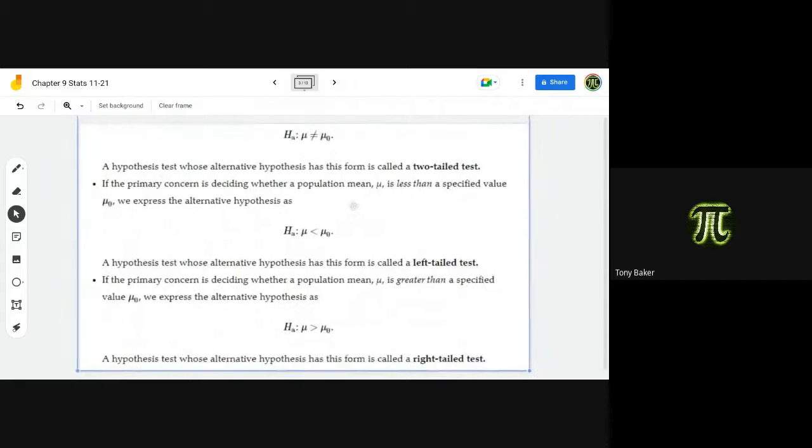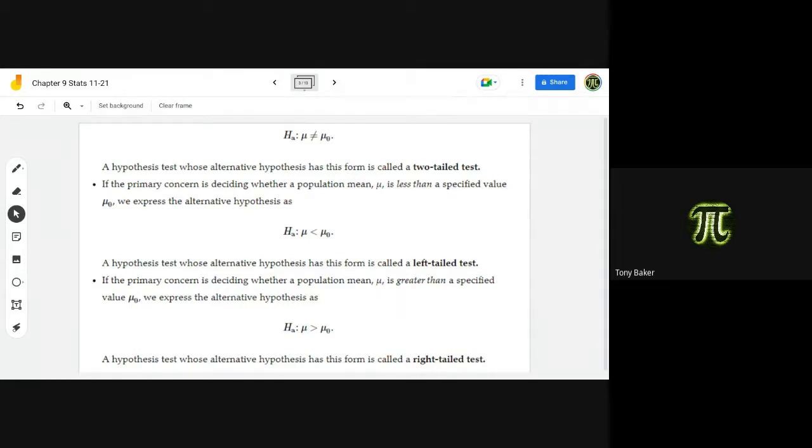We also could do less than it or greater than it. So if the primary concern is deciding whether the population mean is less than a specific value, we say the alternate is that the population mean is less than that number. And that would be a left-tailed test because we're looking at the left side of the bell curve. And if it's greater than, it would be a right-tailed test. We're going to look at the right side of that information.